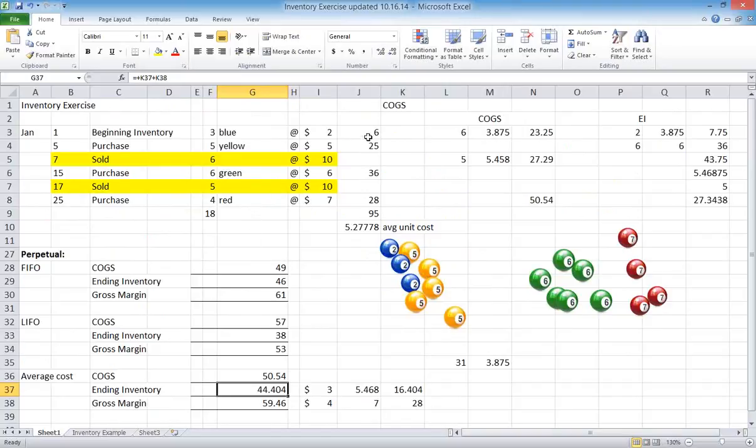If I'm doing average cost just periodic, then I just add up all of my costs, divide it by my total of 18. In this case, I had 5.27 or 5.28, and then I would just say, well, I sold 11, so it's 11 times 5.28. That's my cost of goods sold. And my ending inventory would be the 7 times 5.28, and that gives me my ending inventory. So average periodic is easy, whereas average perpetual is the most difficult method.